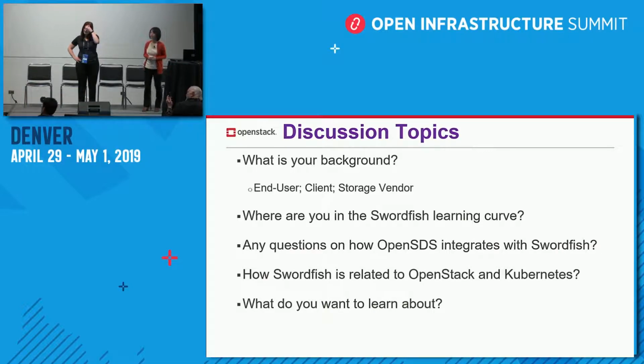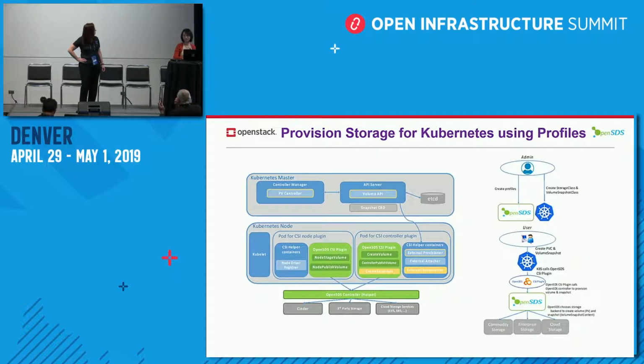So looking at Swordfish and as well looking at OpenSDS, who sits on the other side? Who's going to orchestrate these things? Because OpenSDS needs somebody to organize the information that you want to accomplish through Kubernetes. I think if you look at this diagram, that answers your question. OpenSDS has a CSI plugin that communicates with Kubernetes, and then the OpenSDS controller.